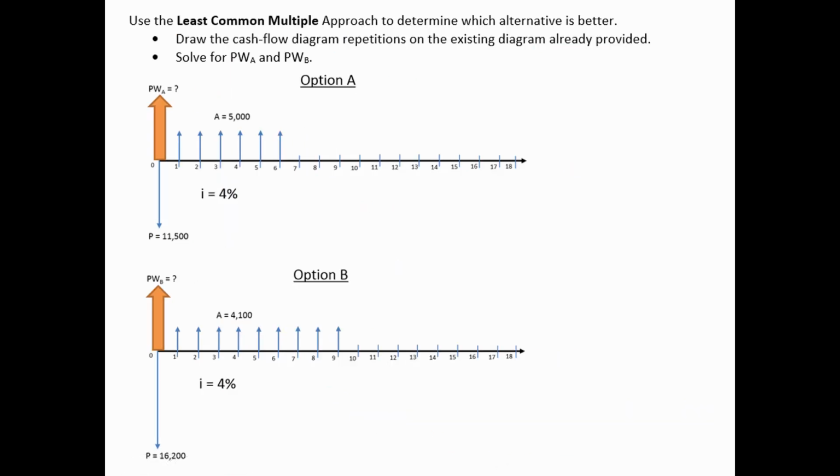All right, so on the back side of the in-class exercise, on the second page, use the least common multiple approach to determine which alternative is better. So what I ask you to do is draw the cash flow diagrams to repeat the cycles, and then find the present worth of both option A and option B. And you'll notice that this is at 4%. The 4% table is on the last page.